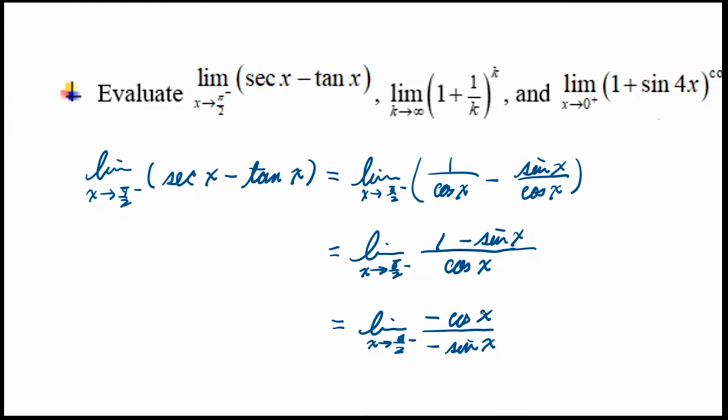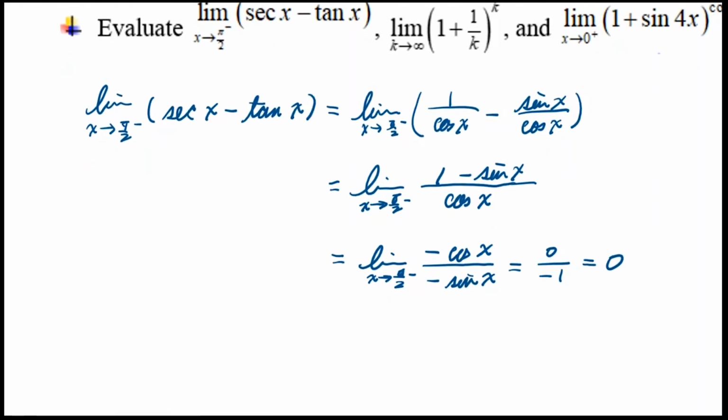By the way, don't be differentiating over and over. This will go indefinitely. You have to check each time whether this is still 0 over 0 form, okay? So if I put pi over 2 here, the denominator becomes negative 1. The numerator becomes 0. So this is 0 now. You get it? So we're done. Okay, now let's do the second one.